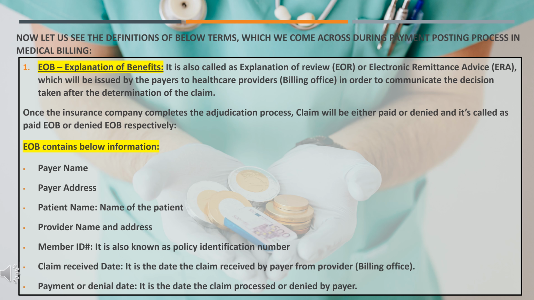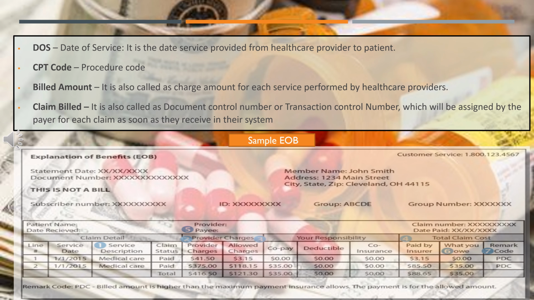EOB contains the below information: payer name, payer address, patient name, provider name and address, member ID number. It is also known as policy identification number. Claim received date. It is the date the claim was received by the payer from the provider, billing office. Payment or denial date. It is the date the claim was processed or denied by the payer. DOS, date of service. It is the date the service was provided by the healthcare provider to the patient.